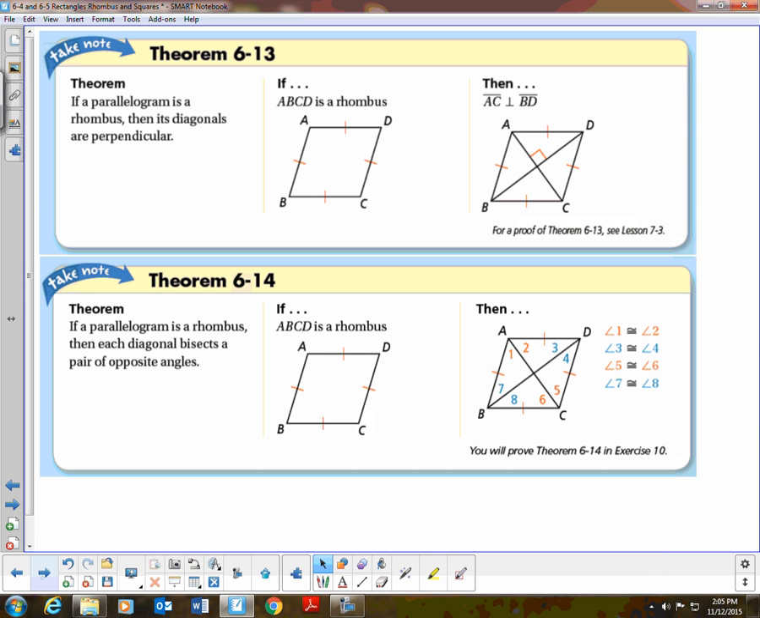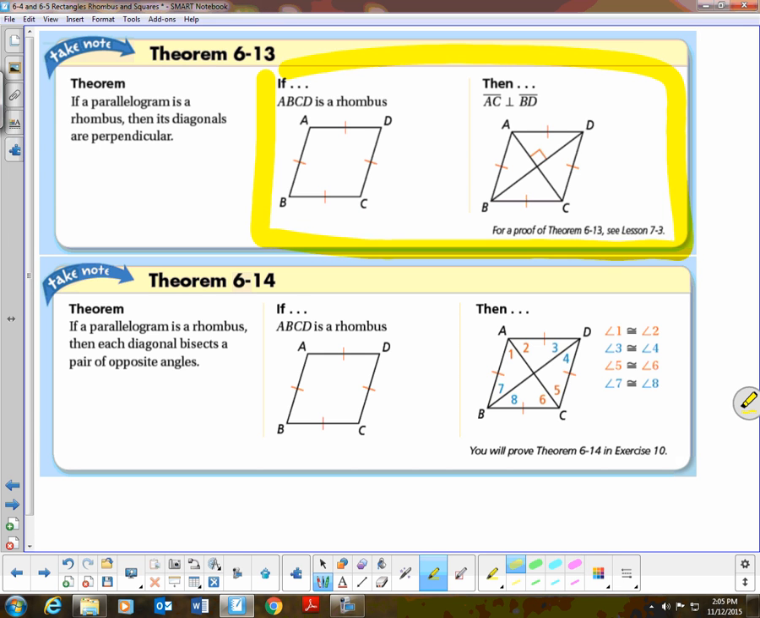Okay, so our first property, or our first theorem here, is that if a parallelogram is a rhombus, then its diagonals are perpendicular. So make sure you put all of this information into your notes right here. If you have a rhombus, the diagonals are perpendicular. That's the most forgotten property about that figure.